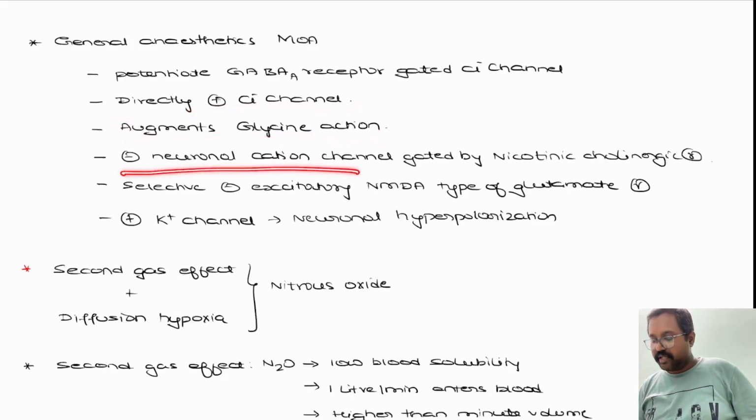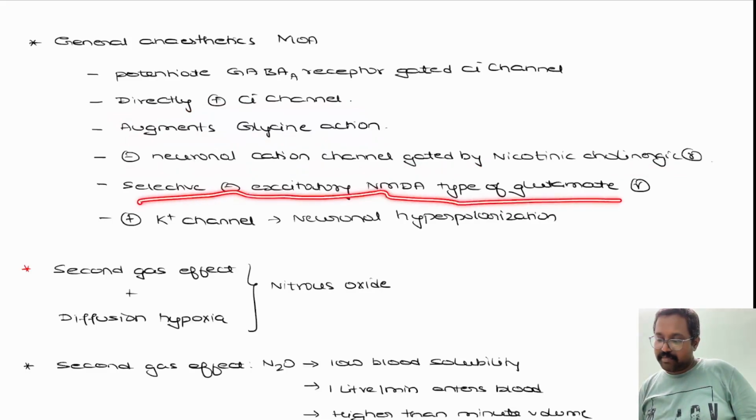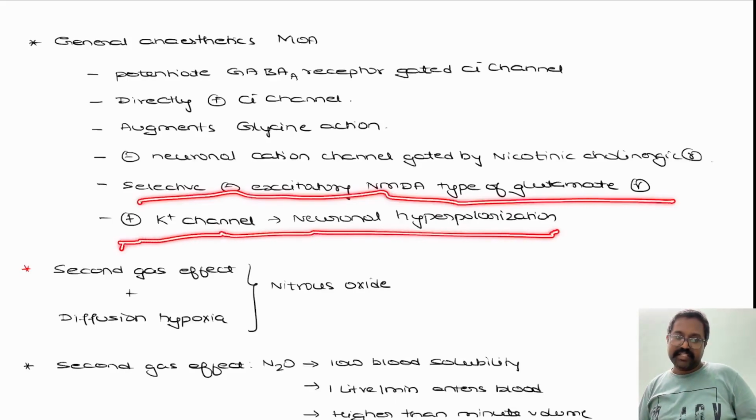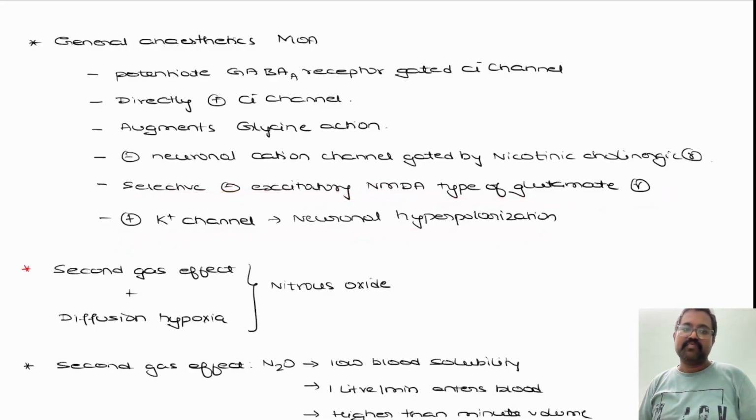It inhibits the neuronal cation channels gated by nicotinic cholinergic receptor. It selectively inhibits the excitatory NMDA type of glutamate receptor, and it stimulates the potassium channel, causing neuronal hyperpolarization. So this is the general mechanism which is mediated by the general anesthetic agents.